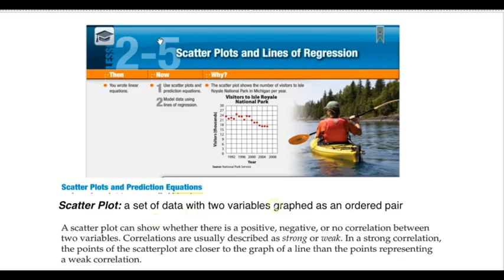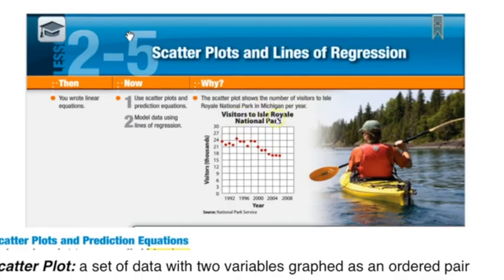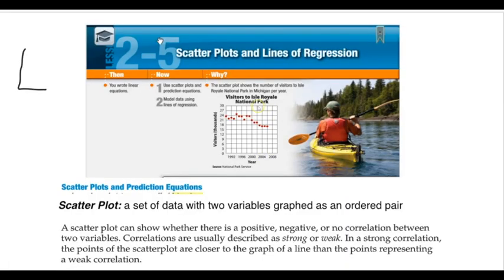It's a set of data whose two variables graph as ordered pairs. What that means is you can get data on something, like they have here, the number of visitors to Isle Royale National Park. You can see, okay, in 1992 there were about 22,000 visitors. In 2000 there were about 21,000, and so on. It's just a way to plot your data. And you can do it with anything.